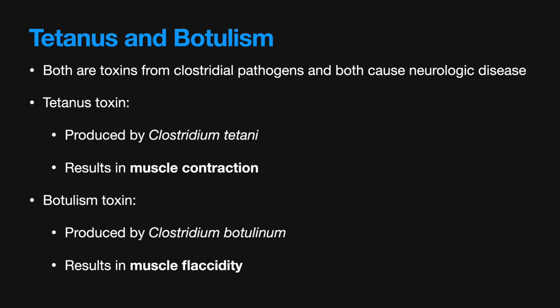Tetanus and botulism are both caused by toxins that are produced by clostridial pathogens, and both of these toxins cause neurologic disease. Tetanus toxin is produced by Clostridium tetani and results in muscle rigidity. On the other hand, botulism toxin is produced by Clostridium botulinum and results in muscle flaccidity. We will start by looking at tetanus specifically.